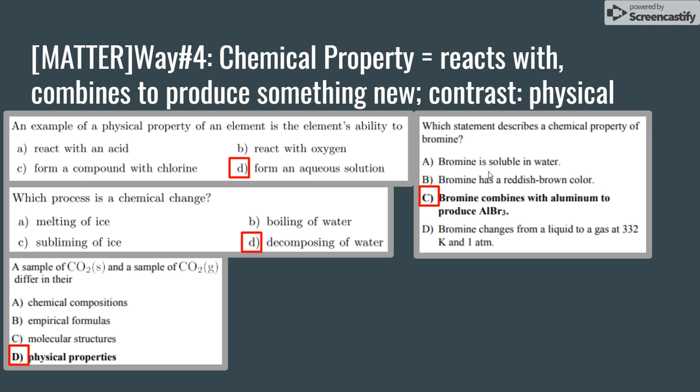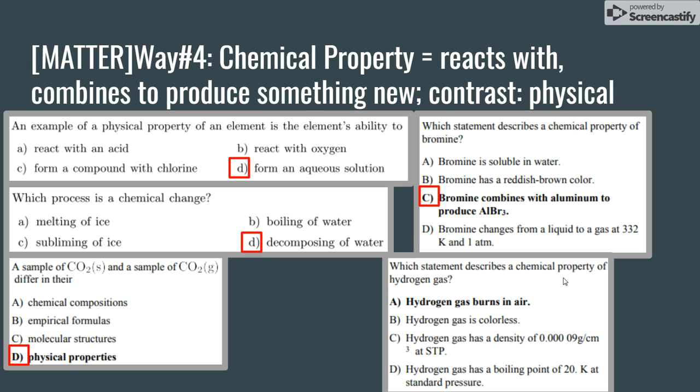Why is it not A? Well, again, solubility is the ability to dissolve in water, and you're not changing the elemental structure of bromine when it's dissolving in water. It's still bromine, even when dissolved. Likewise, bromine has a reddish-brown color. Well, here we're just identifying the color as a physical property. Observing the color of bromine does not change its chemical composition. Look at D. Here it says bromine changes from a liquid to a gas. And again, all phase changes are physical properties because it doesn't change the chemical composition.